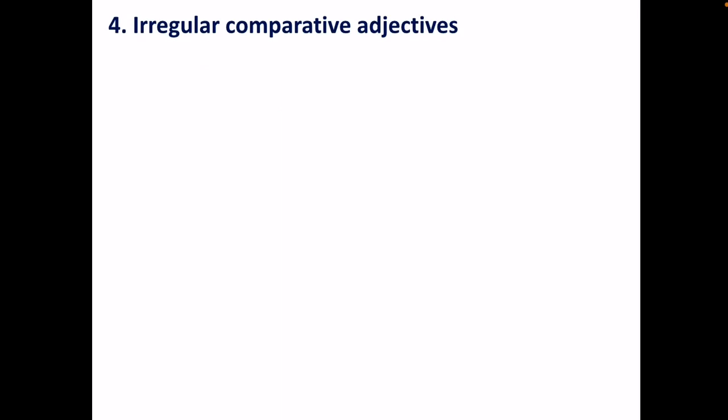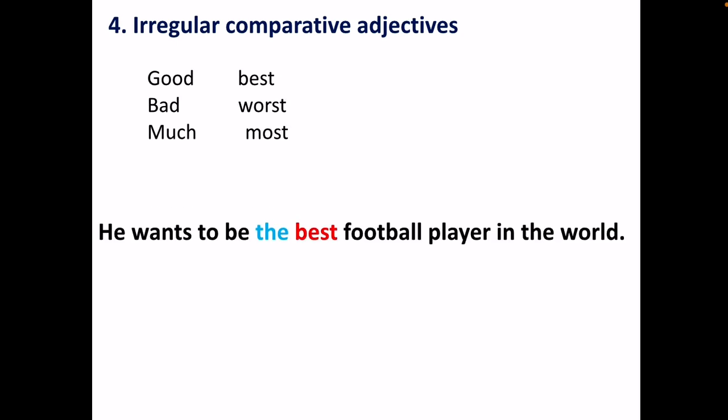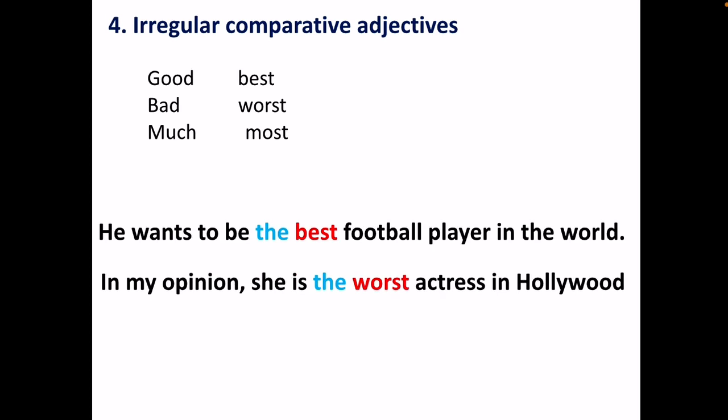I have irregular superlative adjectives. أيضا عندنا صفات تكون irregular. Good, best. Bad, worst. Much, most. He wants to be the best football player in the world. These adjectives you have to memorize them. Okay, there is no rule for them. Now, in my opinion, she is the worst actress in Hollywood.